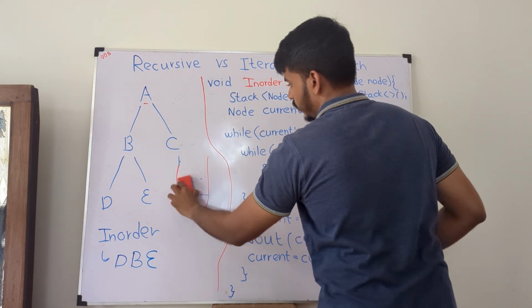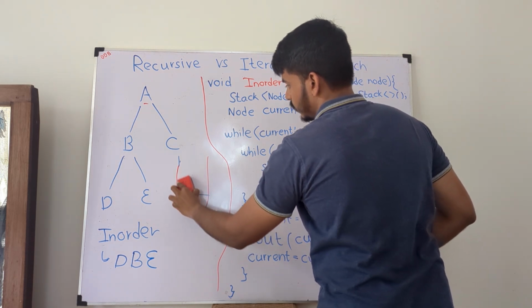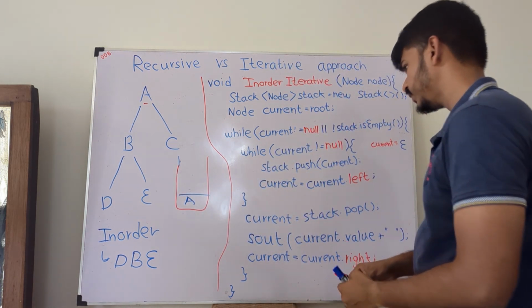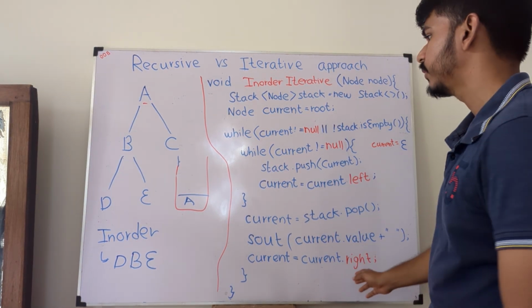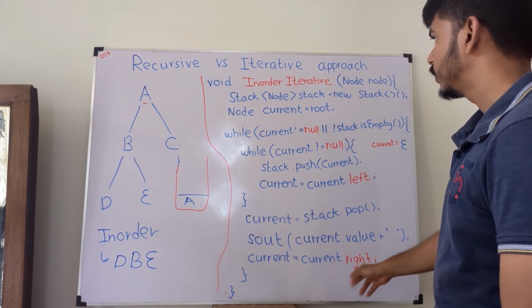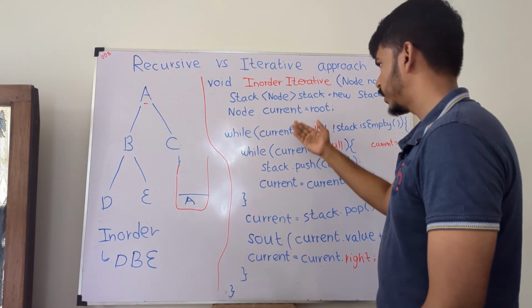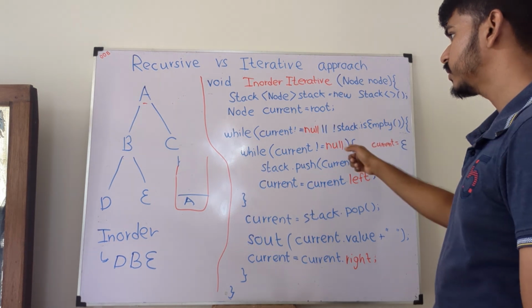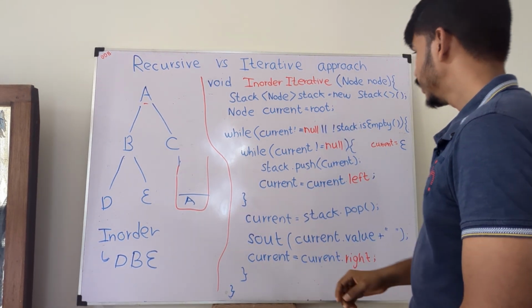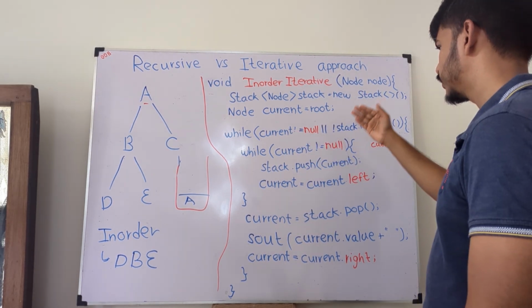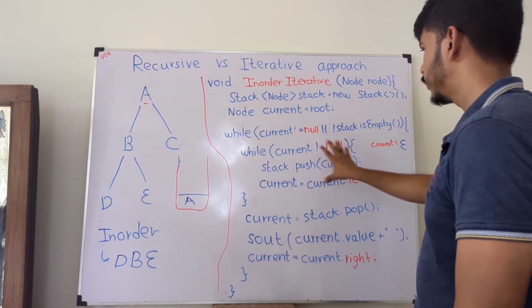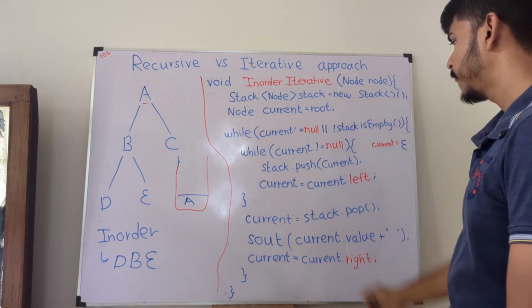So after that, E is going to be removed from the stack, only A remains. Then E is current.right. E doesn't have a right child, so we are going to go back. Current value is null, but the stack is not empty. So what does that do? Current is equal to null. This doesn't go into the while loop because there is no current value.